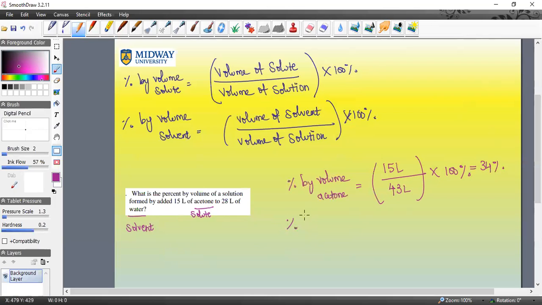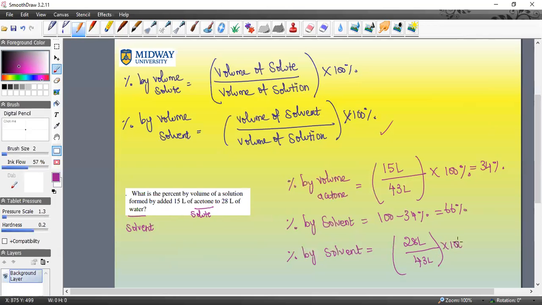Okay, and percent by volume of a solvent would be, as I said, if you've already calculated the percent volume of a solute, you just subtract 100 minus 34%, which is 66%. But if you've not done this, then you have to do the method that I showed you earlier. You can do both, depending on which one you have before you do this step. If you don't have the step above, then you can't do this. You have to go with the regular one here. So volume of solvent is 28 liters. Volume of solution is 43 liters. And you multiply by 100%. So that'll be 66%.